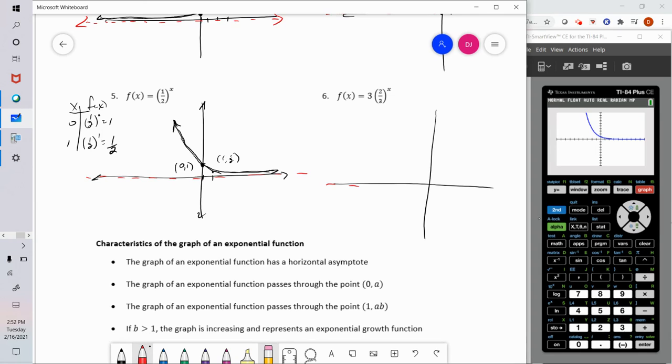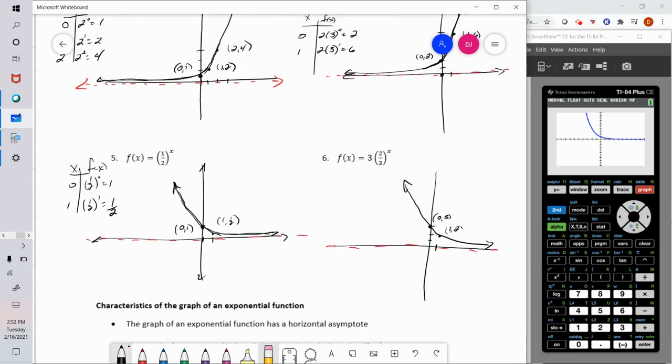I have our horizontal asymptote. Note if x is 0, we're going to have 2/3 to the 0 is 1, times 3 is 3. So there's our point (0, 3). When x is 1, 3 times 2/3 is going to give us 2. So there's our point (1, 2). And we have exponential decay again. So there's the term exponential decay.